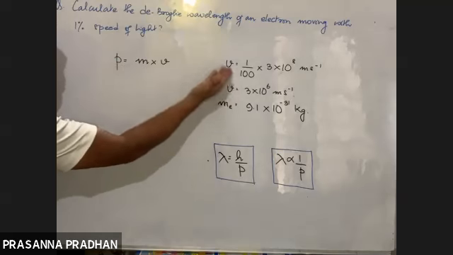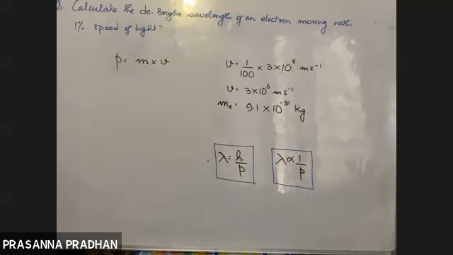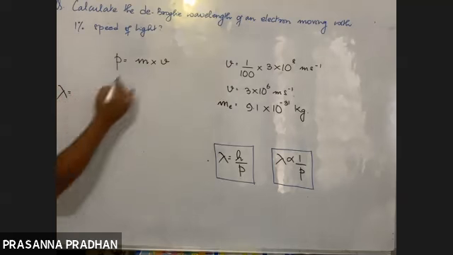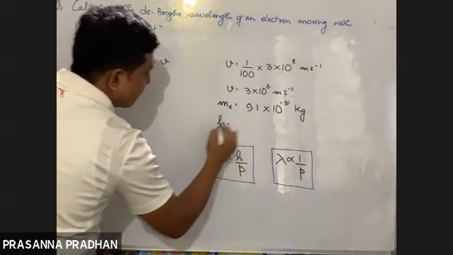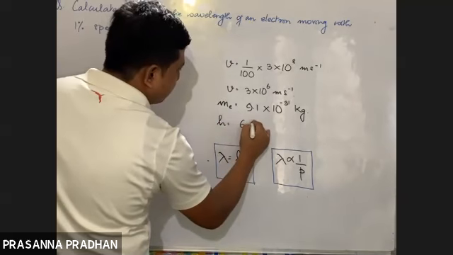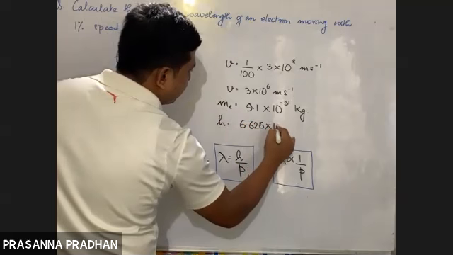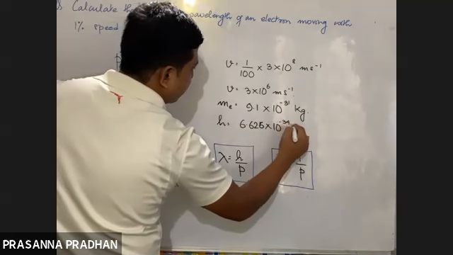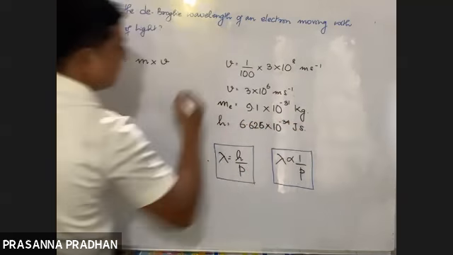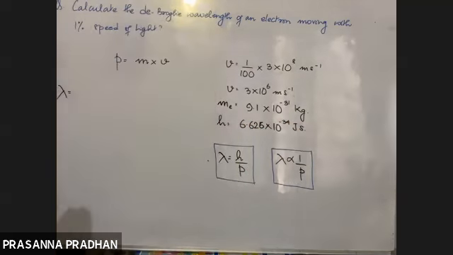Now we know everything. We have calculated velocity. We know the mass. So we are supposed to calculate lambda. Now what is the value of h? Kya hai h ka value? 6.625 or 626 into 10 to the power minus 34 joule second. Chalo, now everything is known to us. You just have to calculate now. Chalo, do it on your own now.